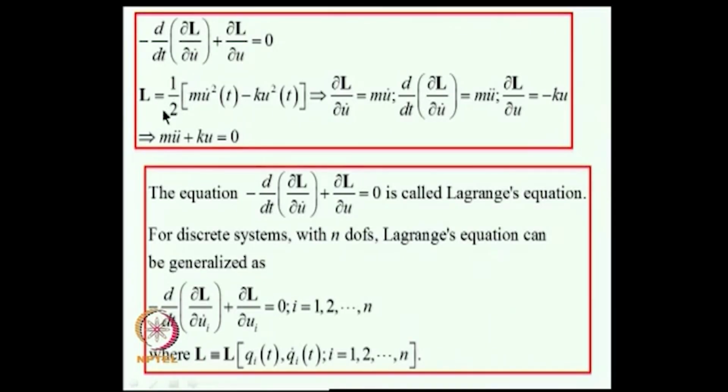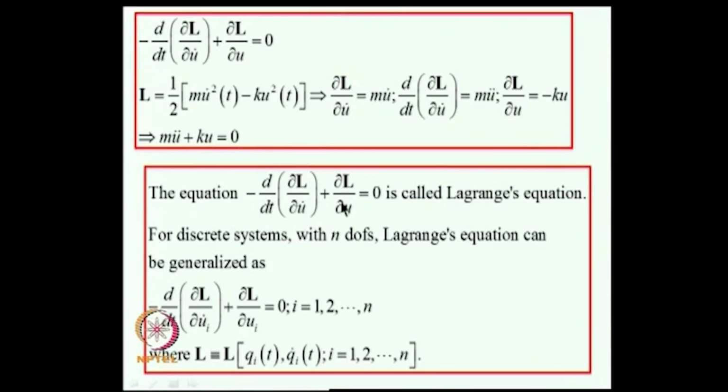For example, ∂L/∂u̇ is mu̇, ∂L/∂u̇ differentiated, d/dt of ∂L/∂u̇, is mü, and ∂L/∂u is minus ku. Therefore, if I substitute this, I get the familiar equilibrium equation. This we could have easily constructed by constructing the free body diagram of the mass.